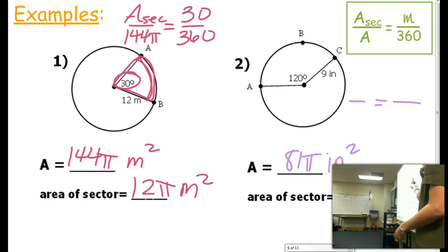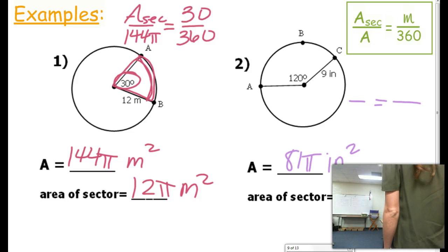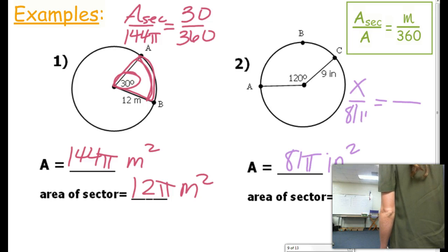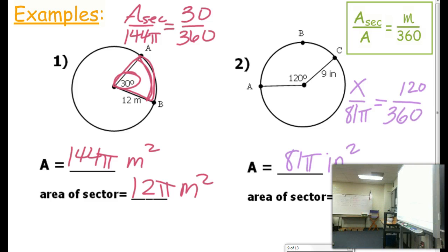Alea, can you help me set up a proportion? What do I put here? Okay, what do I put here? Yay! Wasn't even here yesterday and did it like a charm. So, cross multiply. Catherine, tell me what you get. Oh, you're already done. Yeah, man, she's smart. 81 times 120 divided by 360. 27 pi? Thank you, ma'am.